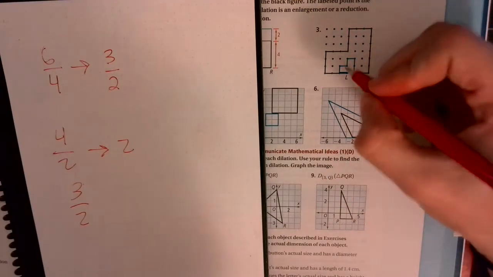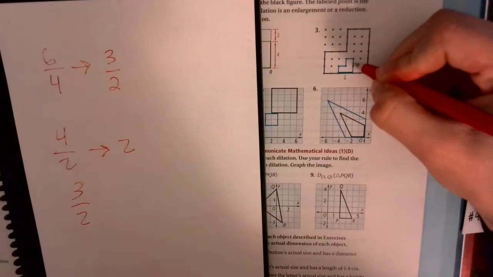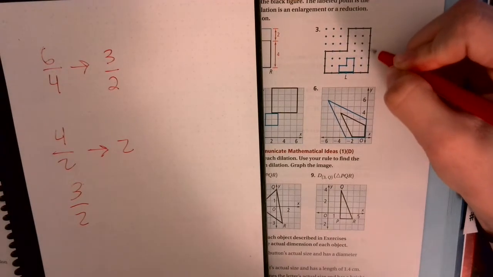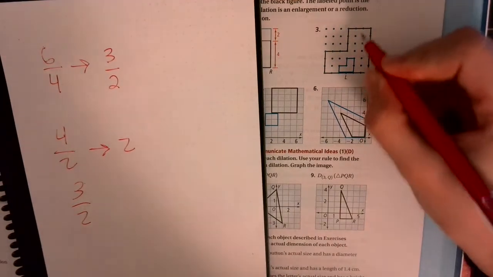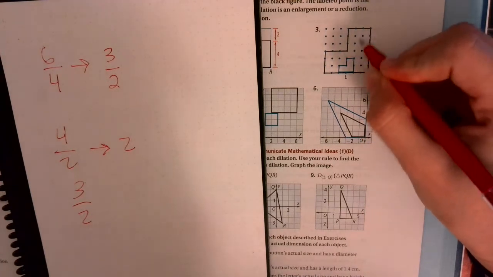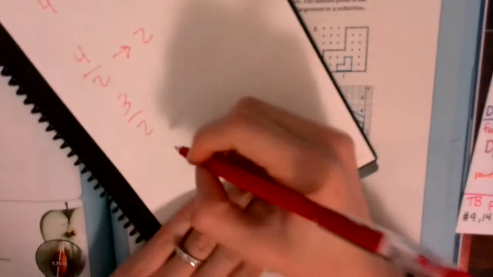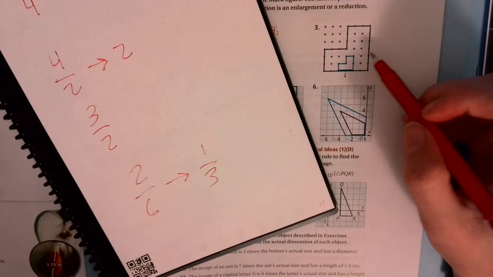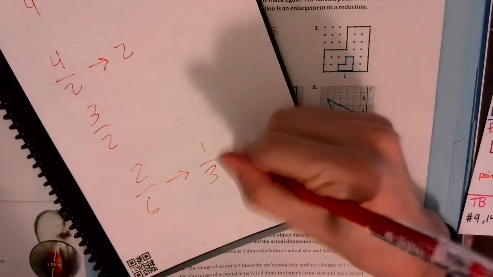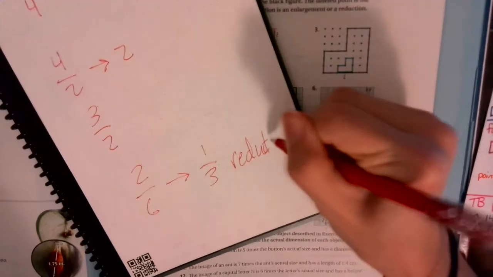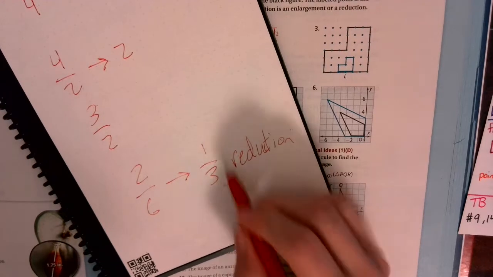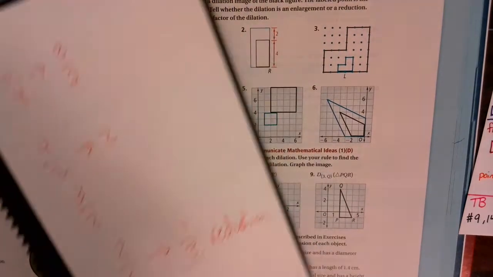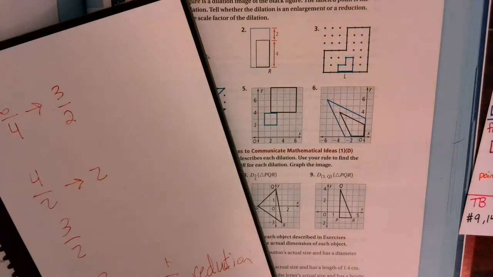And one more time, just for the heck of it, we've got 1, 2, and this is 1, 2, 3, 4, 5, 6. And this is from black to blue. So I have to do image 2 over pre-image 6. This one is 1/3. This is a reduction from black to blue, which makes sense because my scale factor is less than 1. So that's something to acknowledge for finding scale factor.